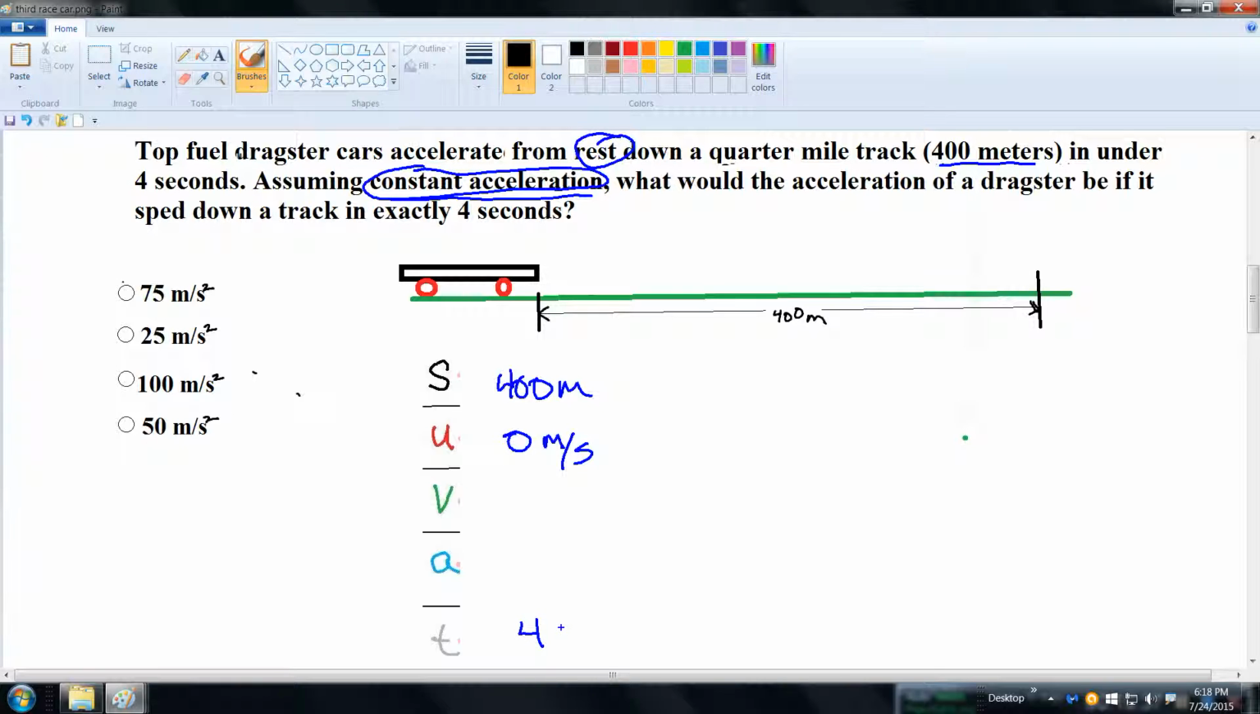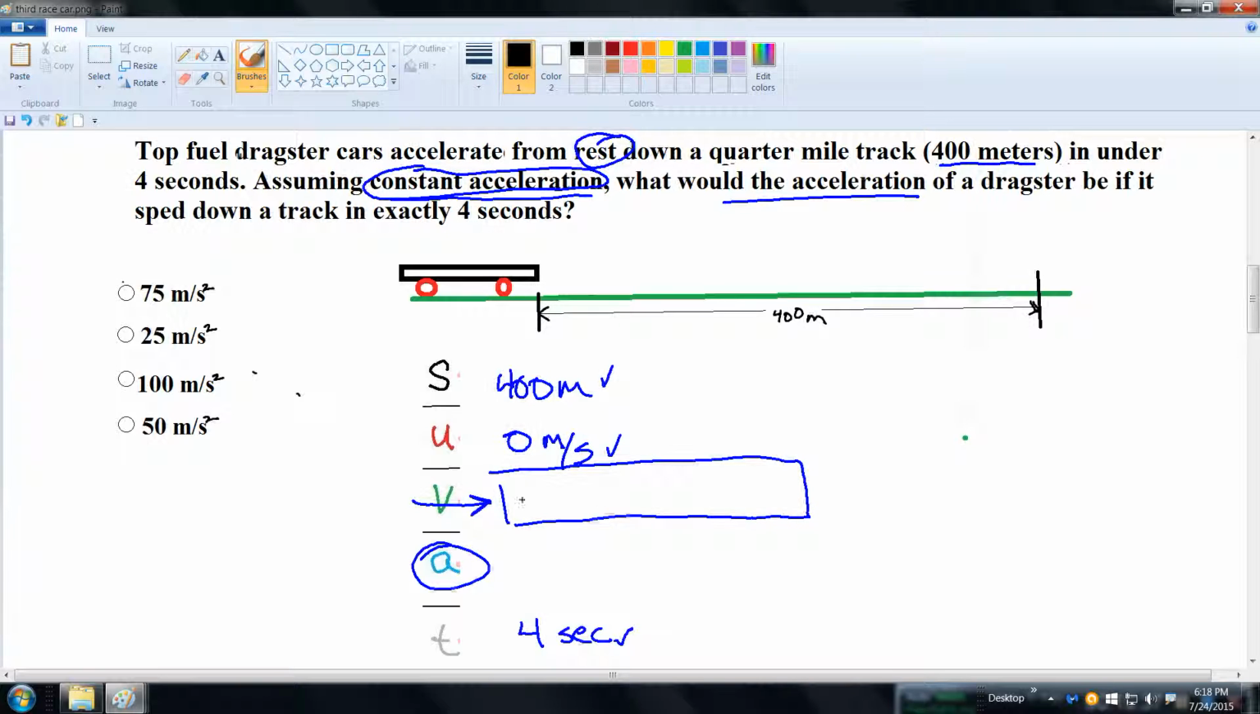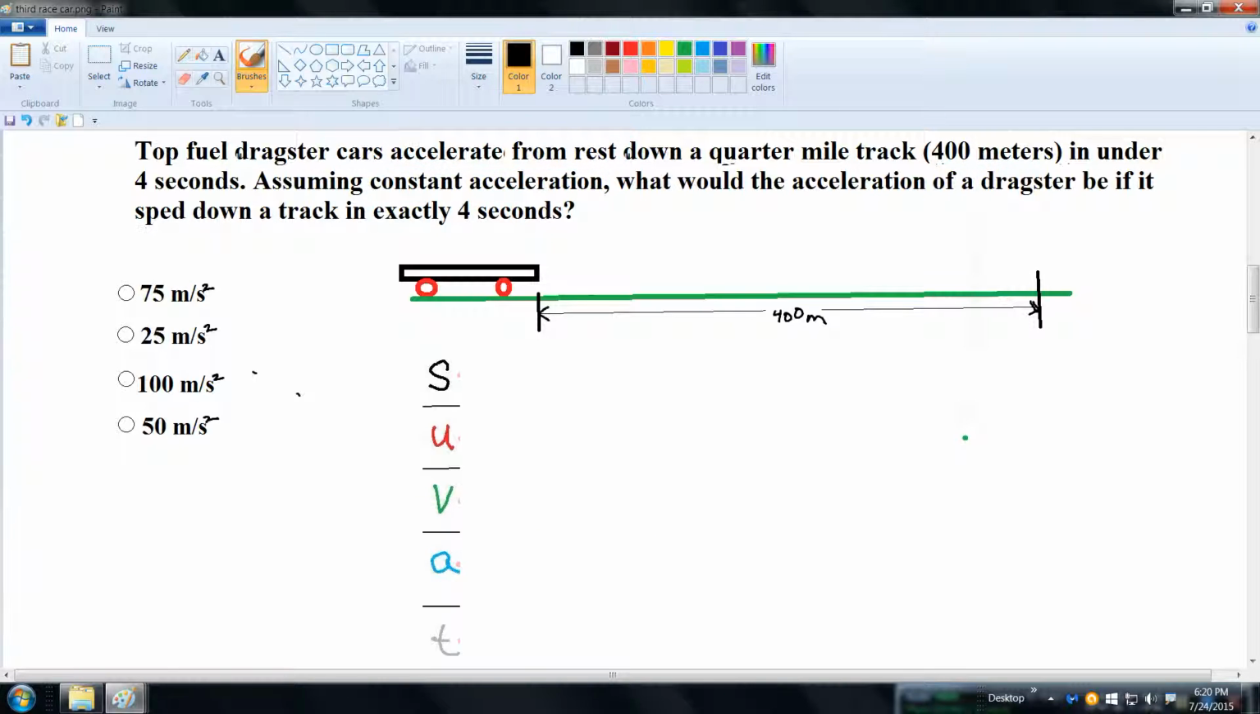So step one was to list the SUVAT letters vertically. Step 2 is what we just finished: fill in the 3 bits of information that were given in the problem. Step 3 is to circle what you're looking for. Well, we're looking for acceleration, so we're going to circle that. And then step 4 is to draw a line through the variable that's left and use the equation that's affiliated with it. In this case, the equation is displacement equals ut, initial velocity times time, plus 1/2 at squared. Okay, so we're going to do that.